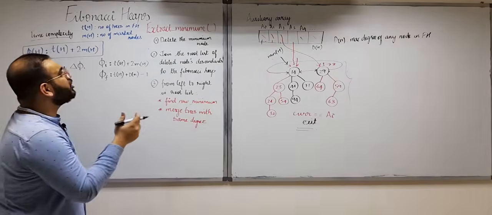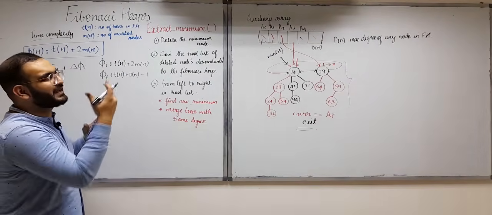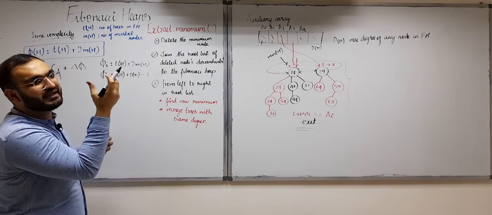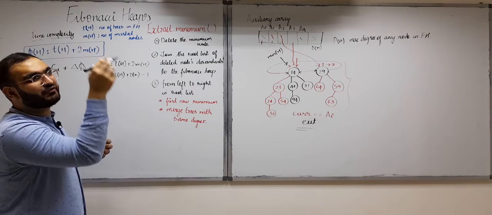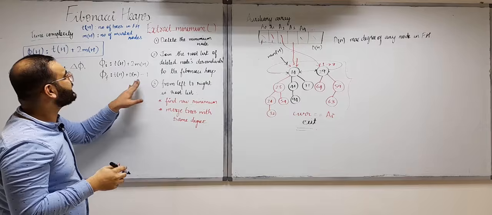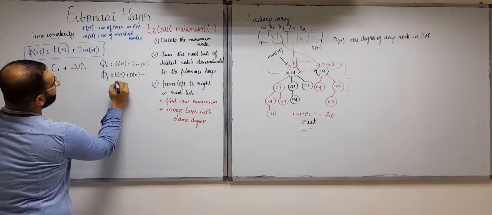Why? Because the node that you have deleted, that tree has vanished, right? We are making new trees out of all the descendants. So the deleted root, that tree which was rooted at the deleted node, that tree is deleted. So we do a -1 over here. So this can be the final potential.